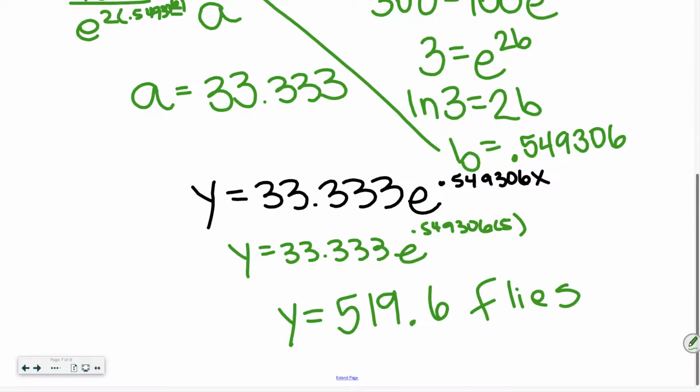Okay, for now, we can keep it. I would not round to 520 because we don't have 520 flies yet. We for sure have 519 flies. But if you give me a decimal, it's okay. I will be flexible with that. I'm not going to make a big scheme of that.